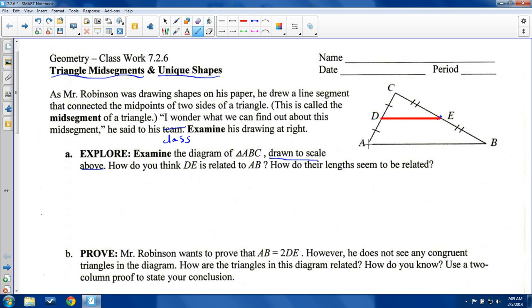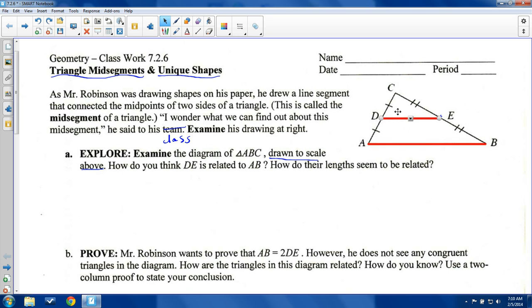Now I'm going to judge it and eyeball it, but for your benefit, let's put these right next to each other so you can see. DE appears to be half the length of AB. That's just from me being able to drag it. You can use a ruler or anything else. And this picture actually is drawn to scale.